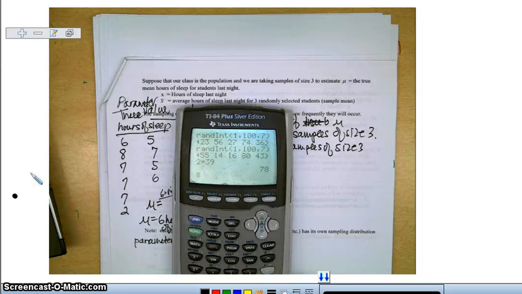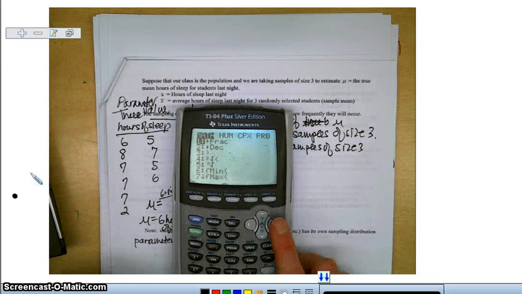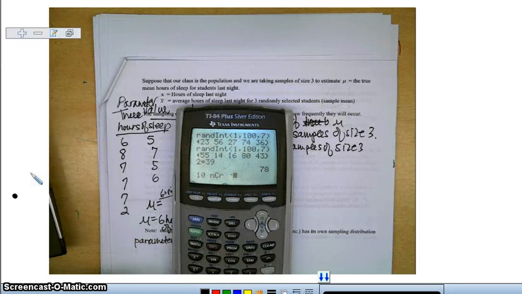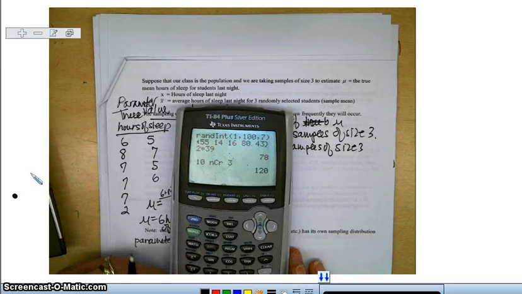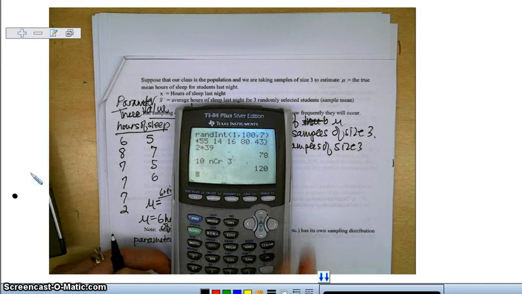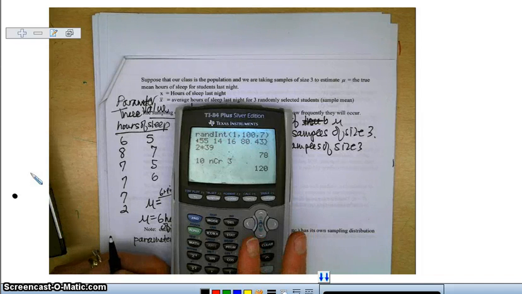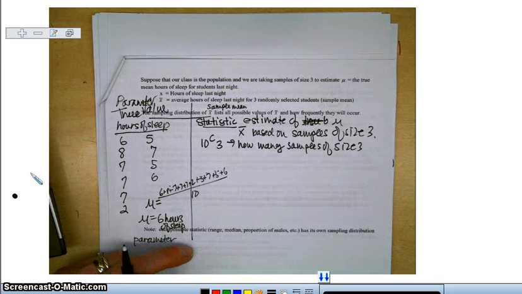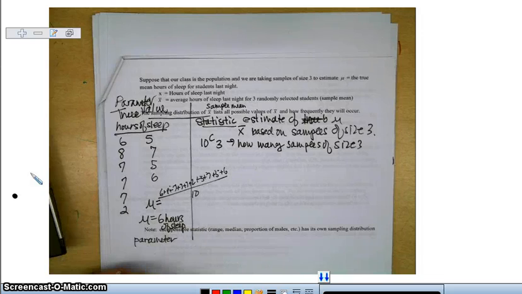So turn my calculator on. 10, math, PRB, down to 3, hit 3, whoops. And there are 120 different groups. So do you really think I want to pick all of them? No, I don't have time to pick all of them.